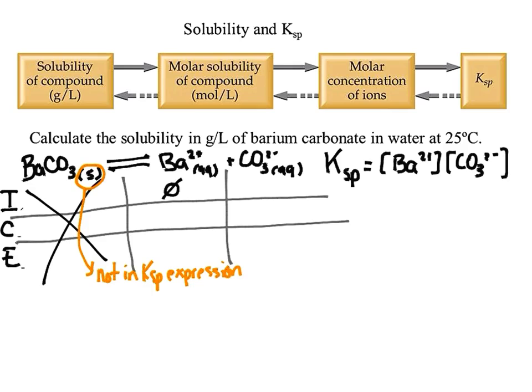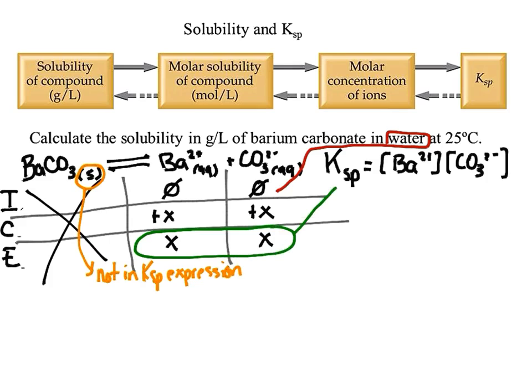And we're going to write 0 and 0 for the initial concentration of barium and carbonate because we're trying to dissolve it in water. We're going to do a plus x and a plus x for both sides because it's a 1-to-1 stoichiometry, which means that the Ksp is equal to x squared. So these are relatively simple algebraic expressions that you're going to solve for.